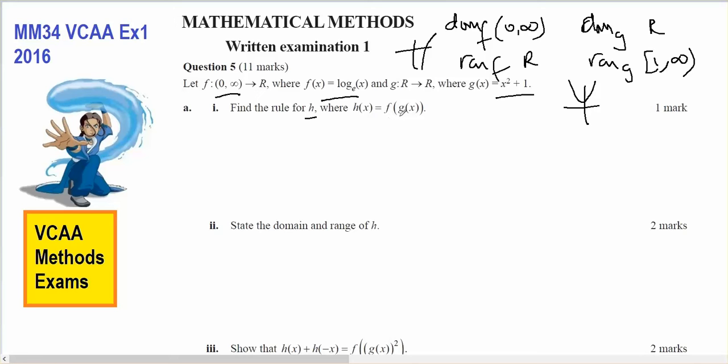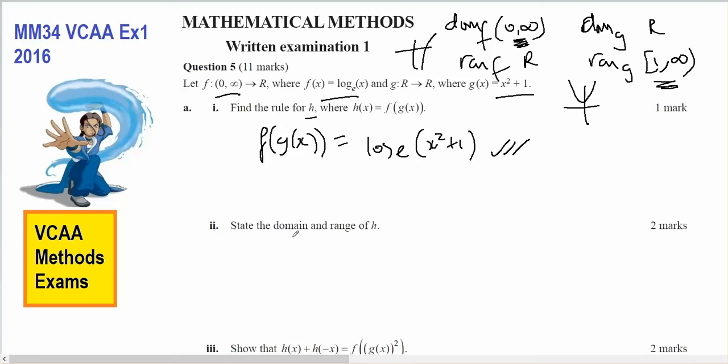G inside of F. So does the range of G fit inside the domain of F? Yes, it does. So G goes inside of F. So F of G of x is equal to log base e of x squared plus 1. State the domain. The domain of f of G of x equals the domain of G, which is all real numbers.